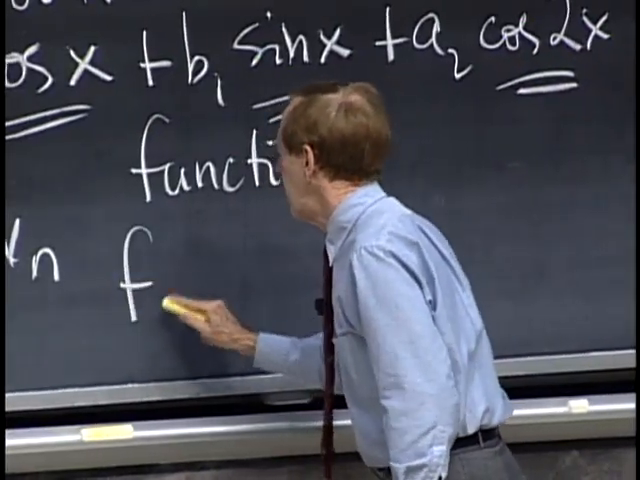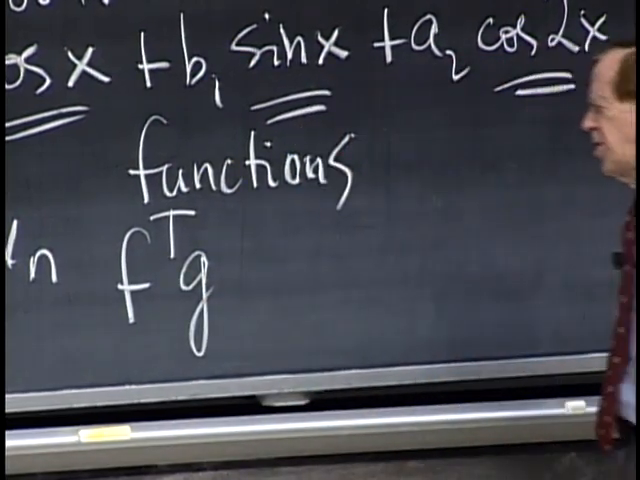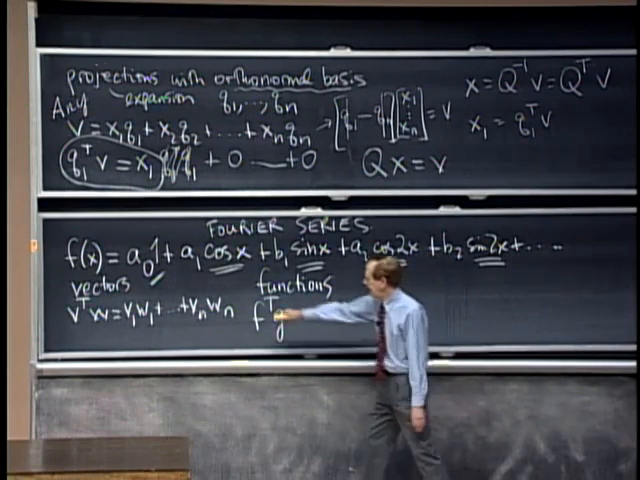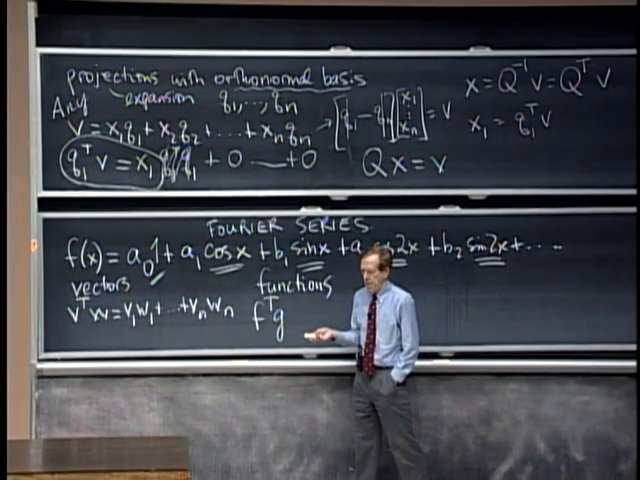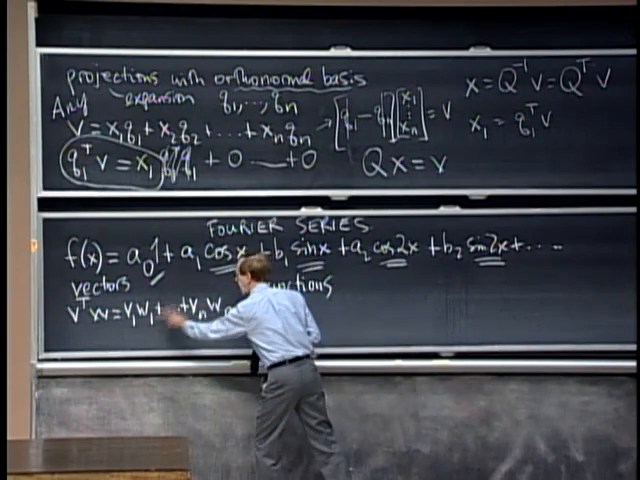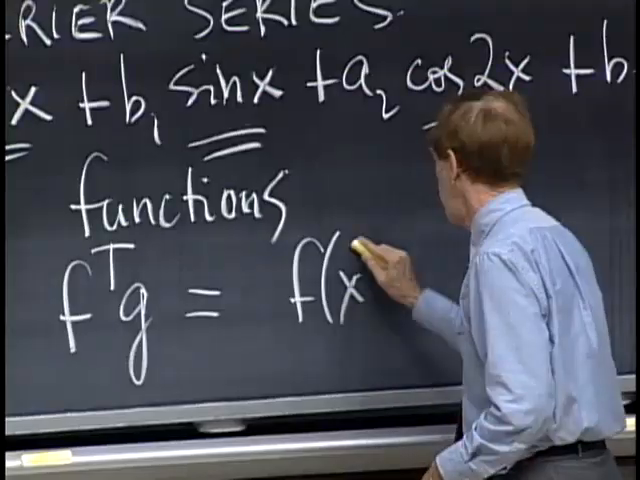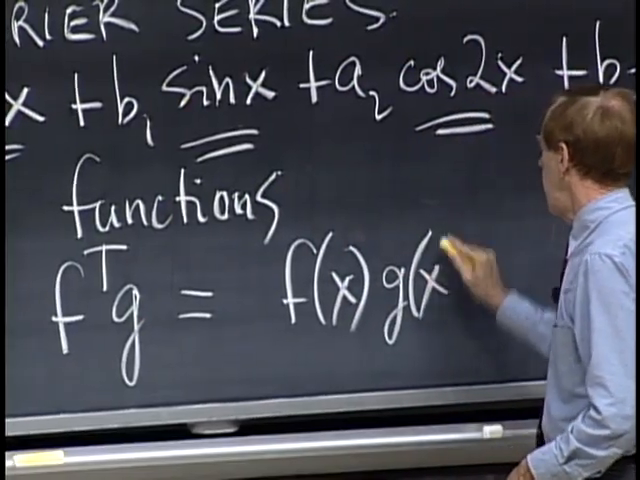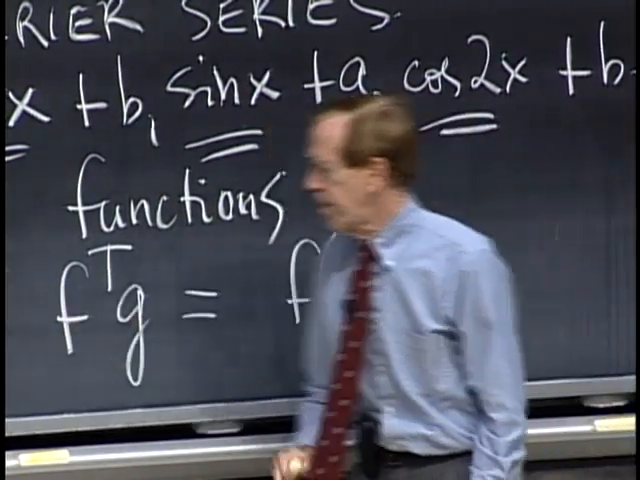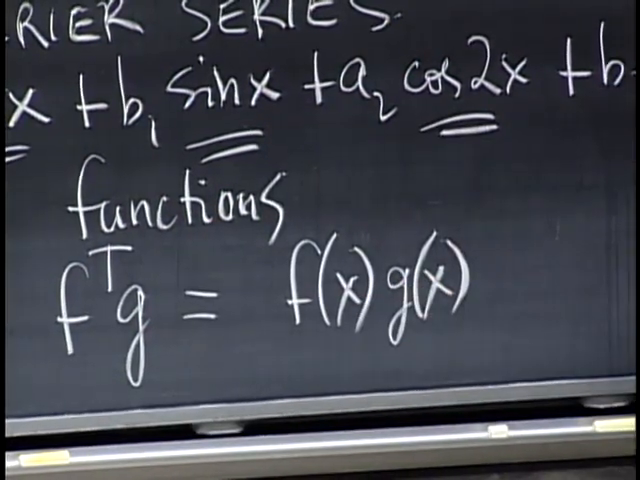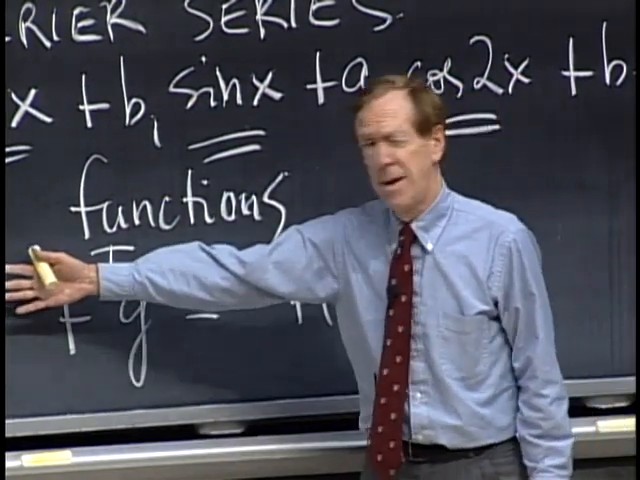I'm really trying to ask you, what's the inner product of this function f with another function g? And I want to make it parallel to this the best I can. So the best parallel is to multiply f of x times g of x at every x. And here I just had n multiplications, but here I'm going to have a whole range of x's. And here I added the results.